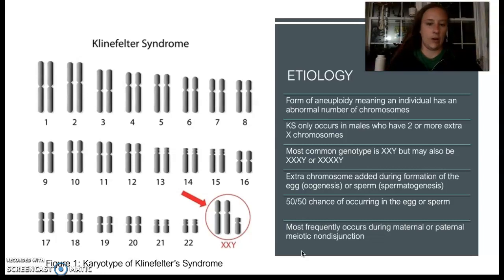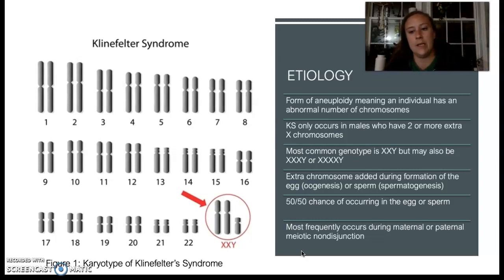So how this occurs is that an extra chromosome is added during the formation of the egg or the sperm, and this can occur in either the egg or the sperm. They haven't had any proof that it occurs more commonly in one or the other.